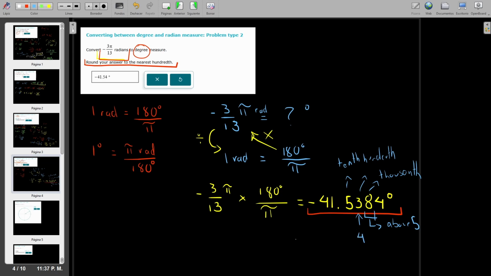So the correct answer is going to be 41.54 degrees. As you can see, this is the answer here. And remember, we have the negative because it starts with a negative, so it's going to be a negative in here. The negative.